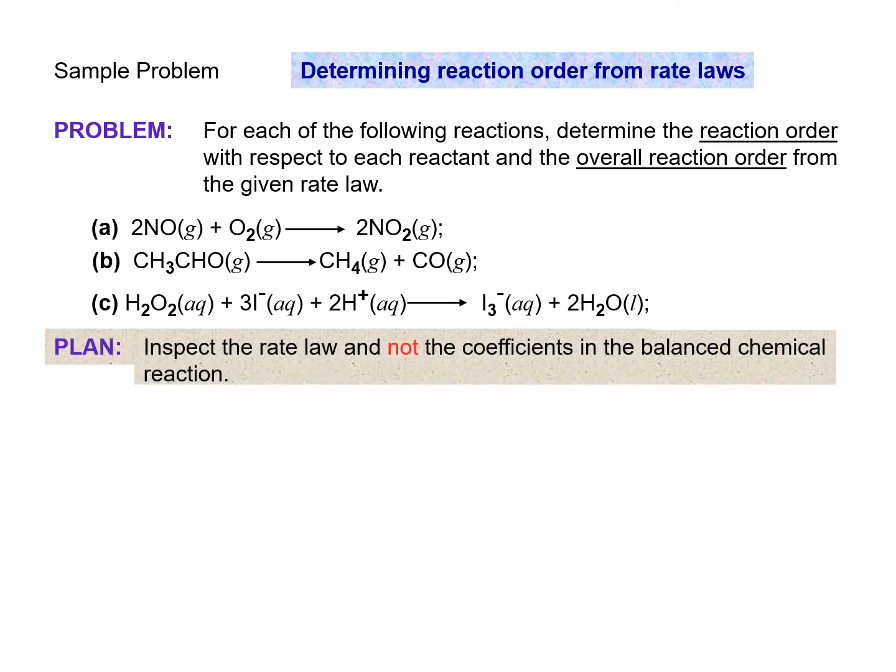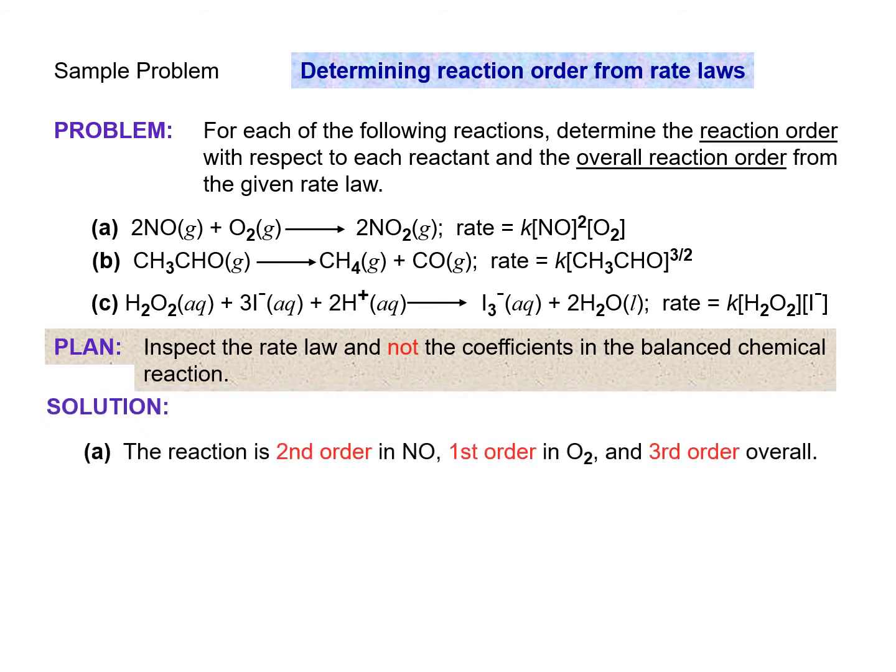And our first plan is to inspect the rate law and not the coefficients in the balanced equation. So throw those coefficients out. And here, in fact, are the rate laws. Again, these have been determined experimentally. In the next example problem, I'm going to show you how to come up with this, but for now they are determined. All we want to do is just state which overall order they are.